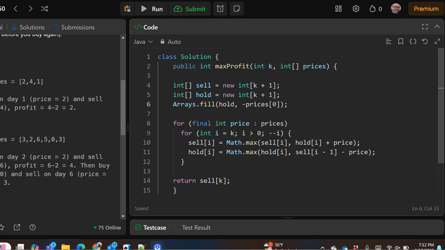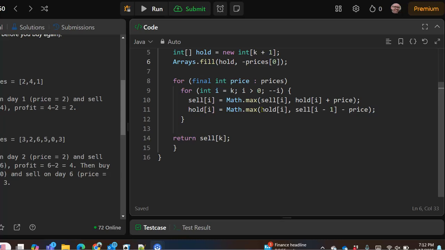The hold array is like our holdings. We're not holding a stock, but it is our holdings in units, money, if you want to think of it that way. And so we are able to buy a stock from the hold array. Okay, now let's walk through this. I think I've got enough room here. I'm going to do some drawing and then come back.